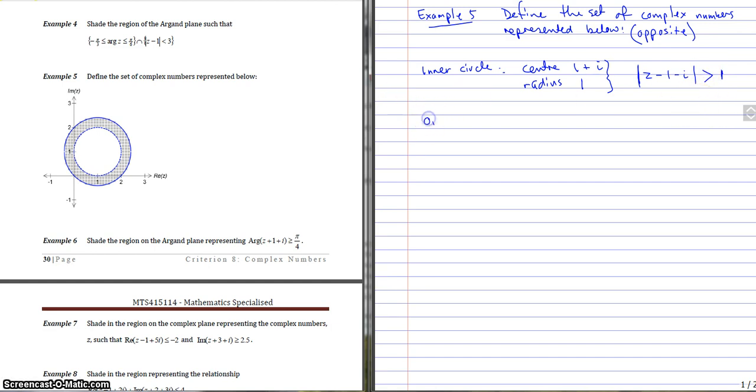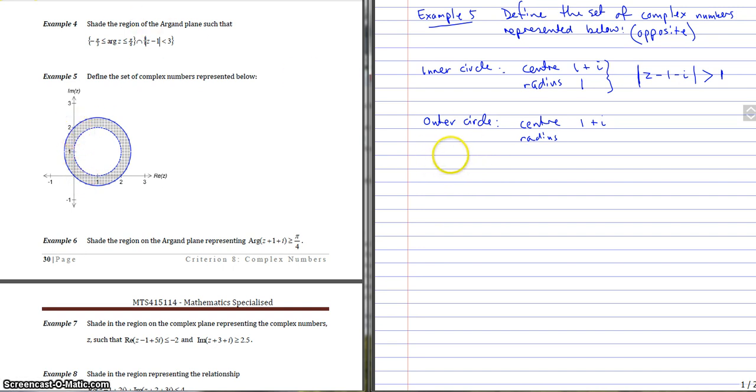And then we've got our outer circle, which we're going to consider. The centre, we can see, is the same. These are concentric circles, so it's also 1 plus i, and the radius in this case is not so easy to see by just measuring right or up and down. What we need to do though is we know what the centre is here, and we know that it passes through 2 on the y-axis.